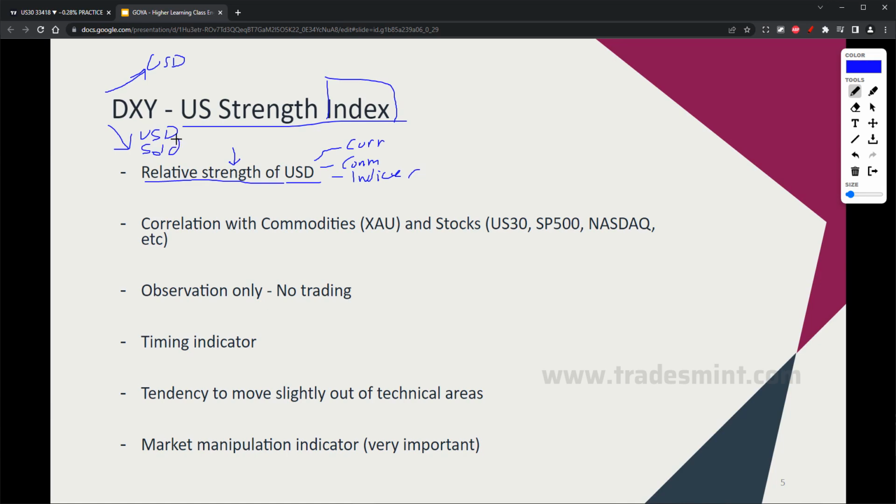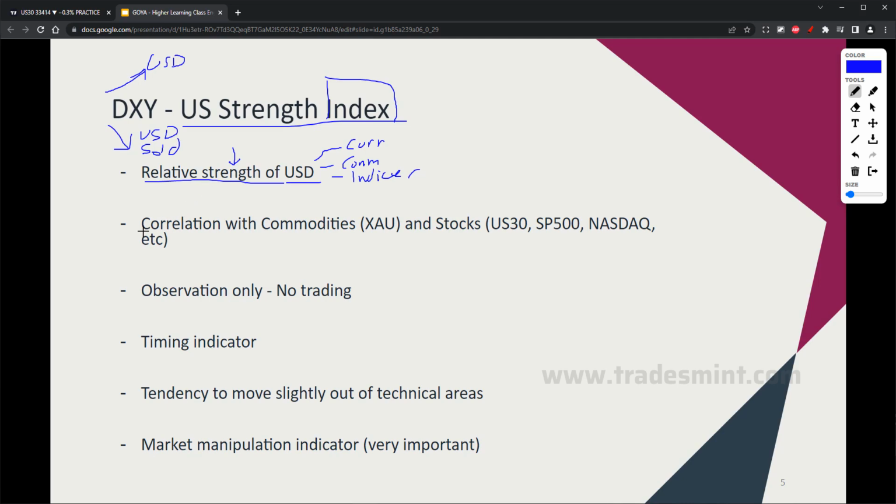Okay, so it gives us that insight, and it gives us an average on every single instrument, what is the current relative strength of that US dollar. And that's going to be very important when we will trade commodities and indices to compare and see, to build a storyline. Okay, so we'll get to that point a bit later on.